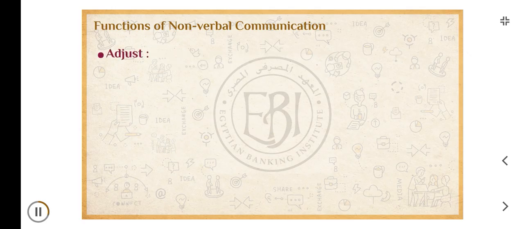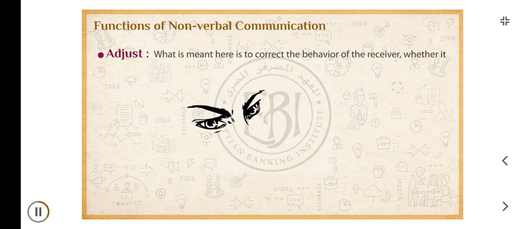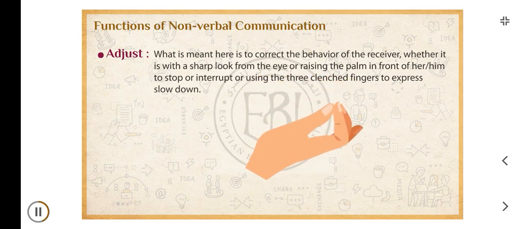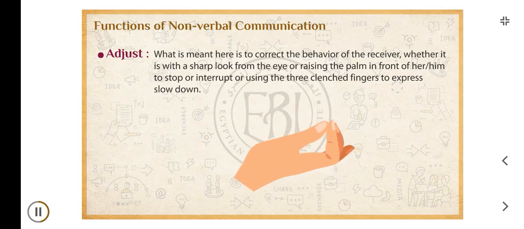Adjust. What is meant here is to correct the behavior of the receiver, whether it is with a sharp look from the eye or raising the palm in front of her or him to stop or interpret, or using the 3 clenched fingers to express slow down.